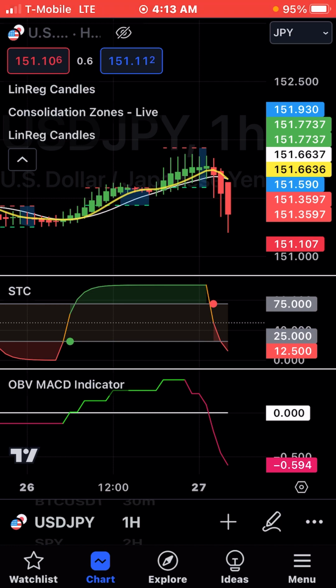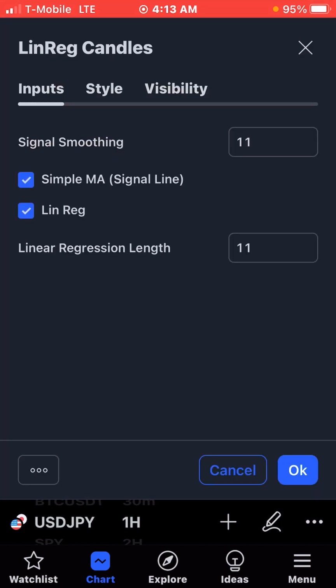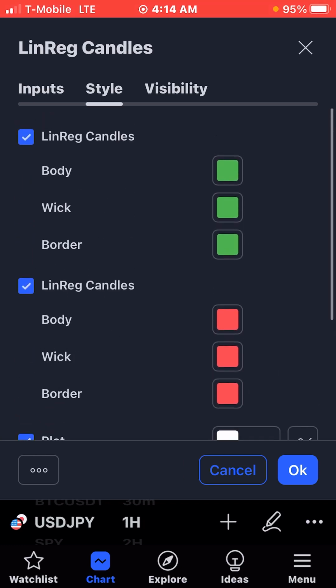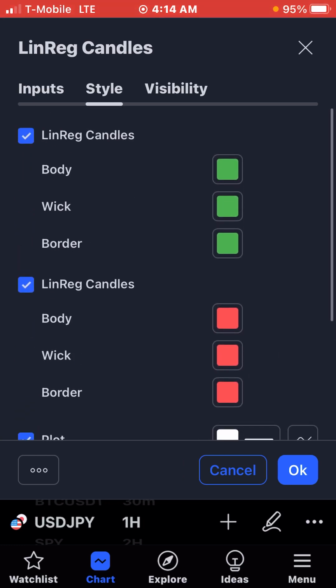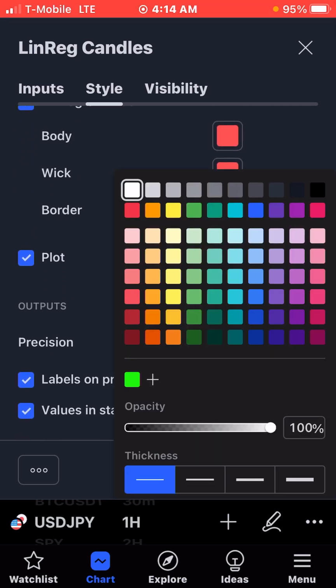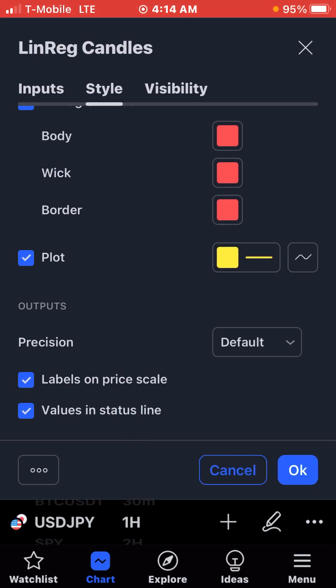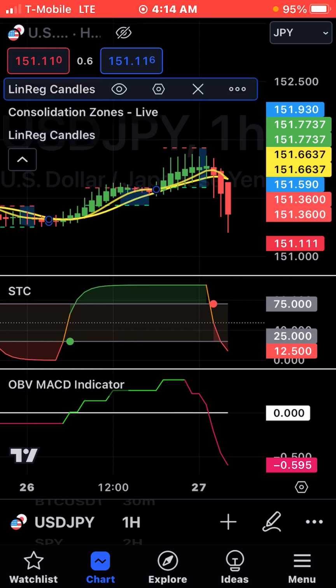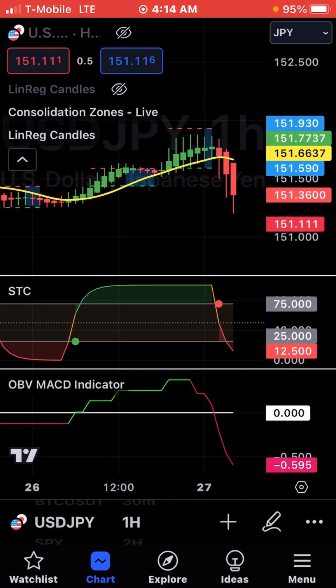Okay, so we've got linear regression candles. Basically, you want to keep the candles here. You can change the colors if you want. I frequently like changing the colors, but keep them as default. And you have to make sure you have your plot line. I either have my plot line as white or yellow, and let's have it a little bit thick. Make it yellow, it just stands out. Now let me hide the other linear candles. So now you have your linear candles.